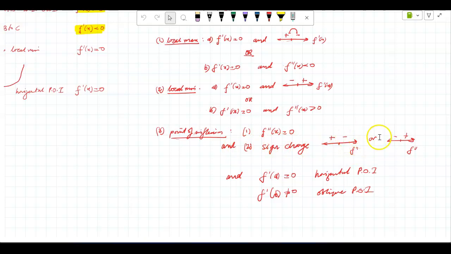Either should be plus minus or minus plus. When you draw the boxes, check for that. Same thing, you take a point before and after, and substitute in the second order derivative.